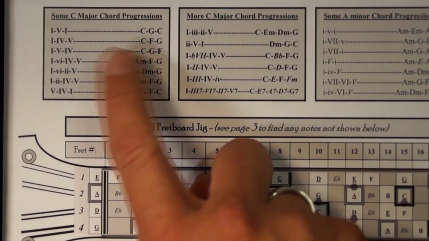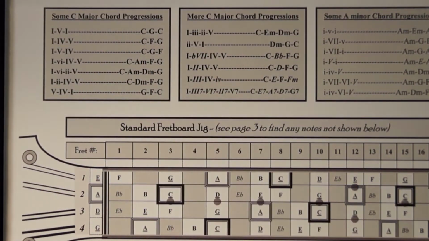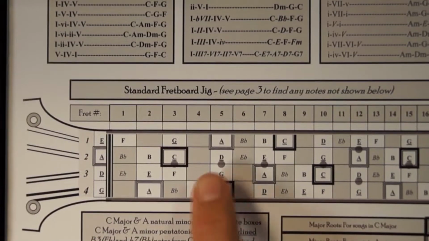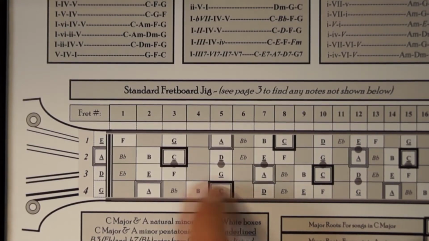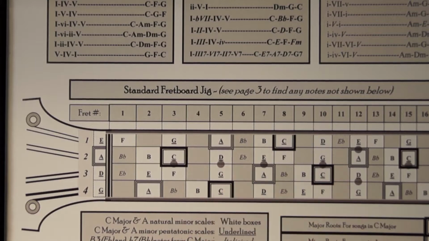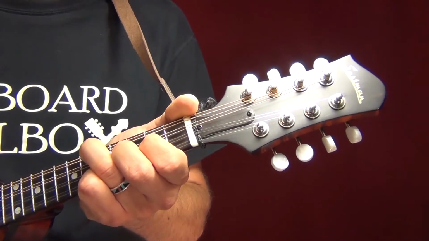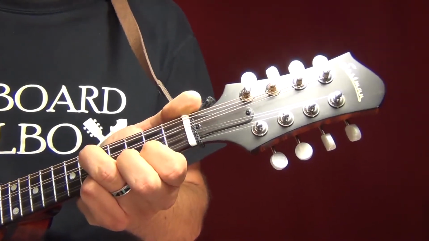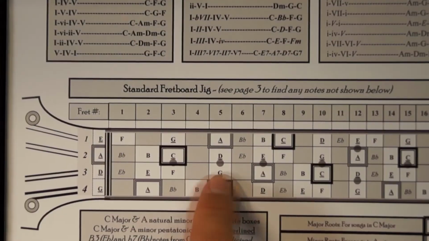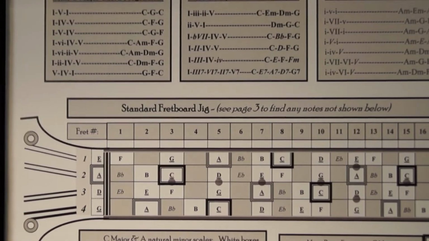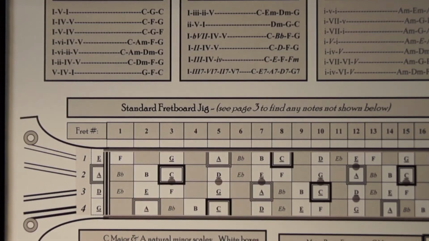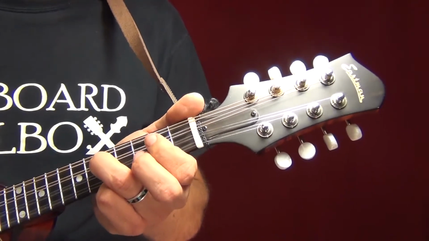I can play a 1-5-4 progression, that's C, G, F, another common one. So I'm going to play C major here, and then to go to the G chord, I'm going to do C, E, F, G. So here's C. And then to go to the 4 chord, the F, I'm going to go G, E, F. So it looks like this.